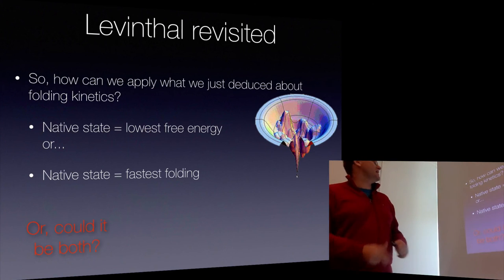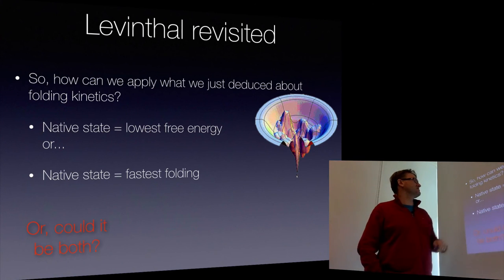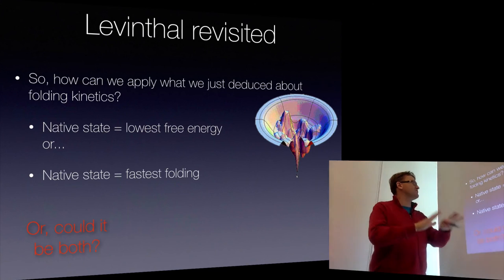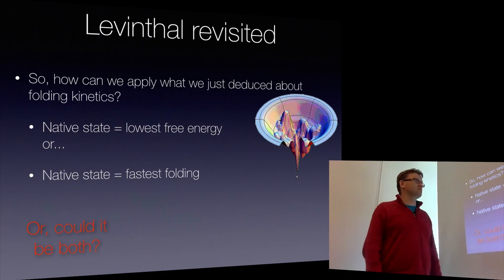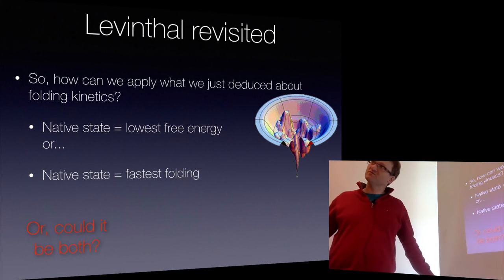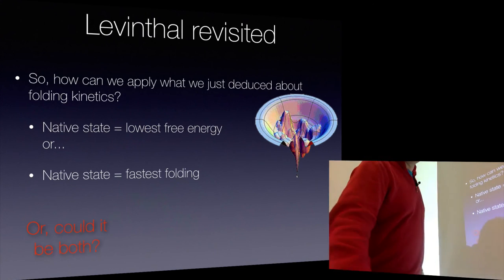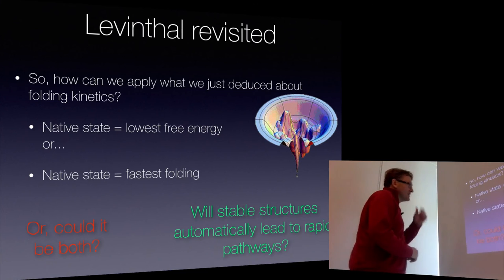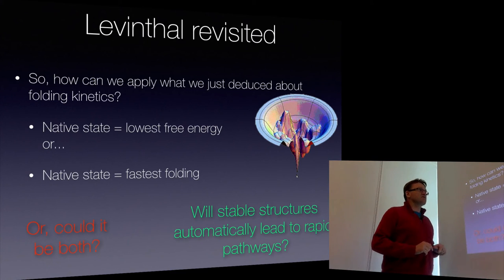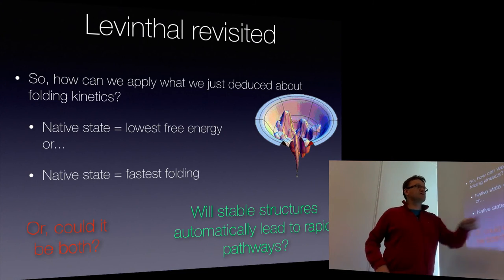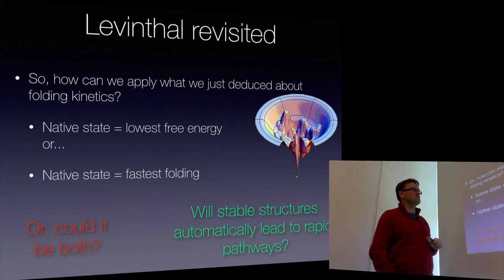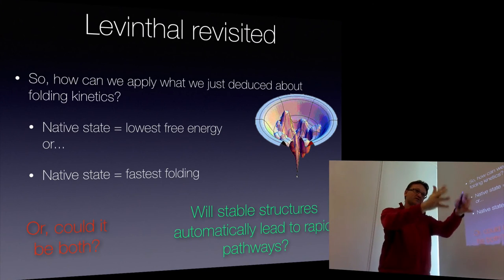You will not be able to have a really fast folding protein unless the native state has a very low free energy. And you will not be able to have a native state that has a very clean lowest free energy that you actually can reach. Because if you can't reach it, it's a philosophical question whether it's a protein, unless it's a fast folding one. So there are some indications, both experimentally and theoretically, that stable structures will virtually always, not always, but virtually always lead to neat, nice, rapid pathways.